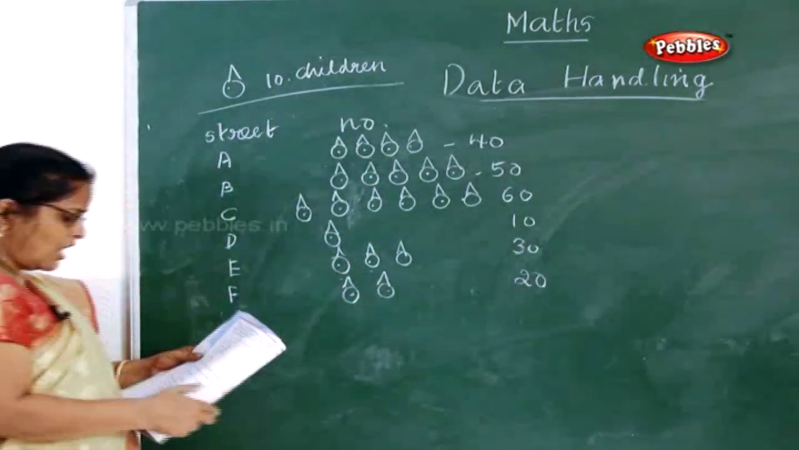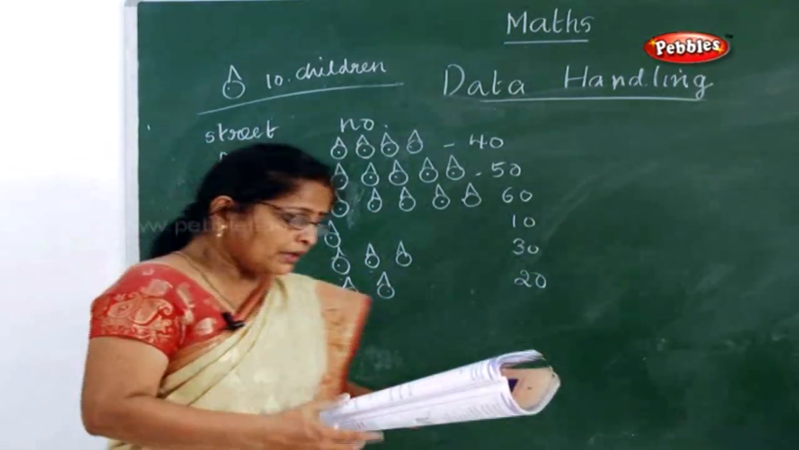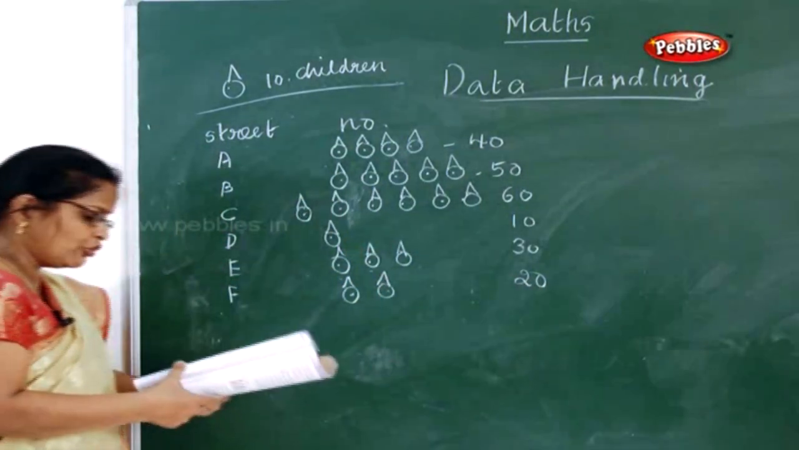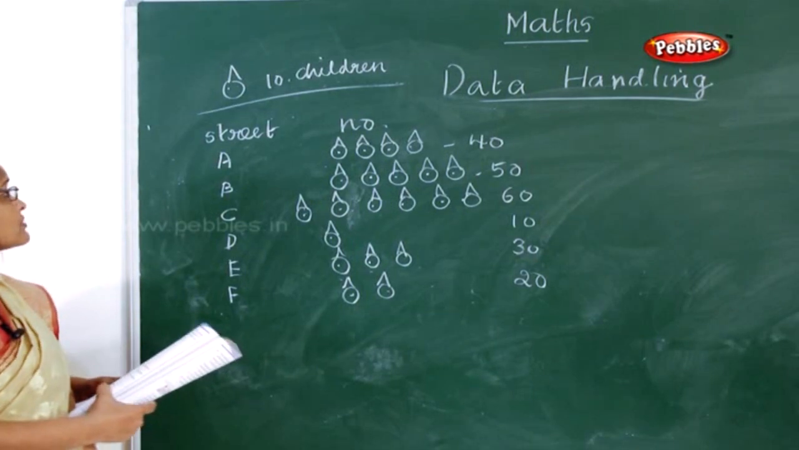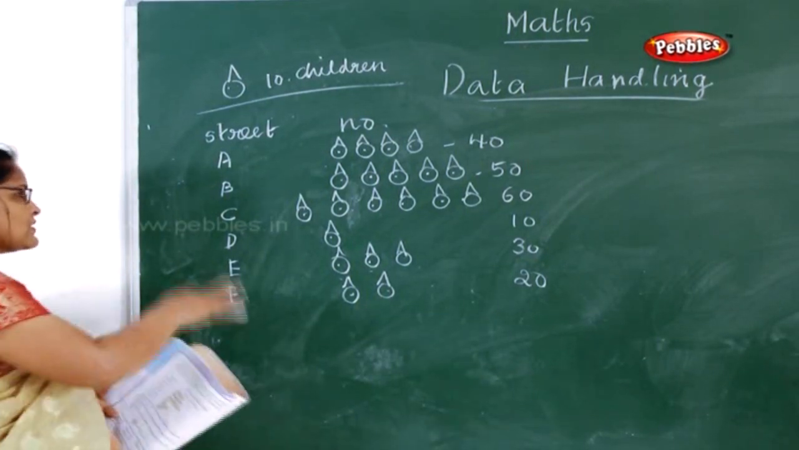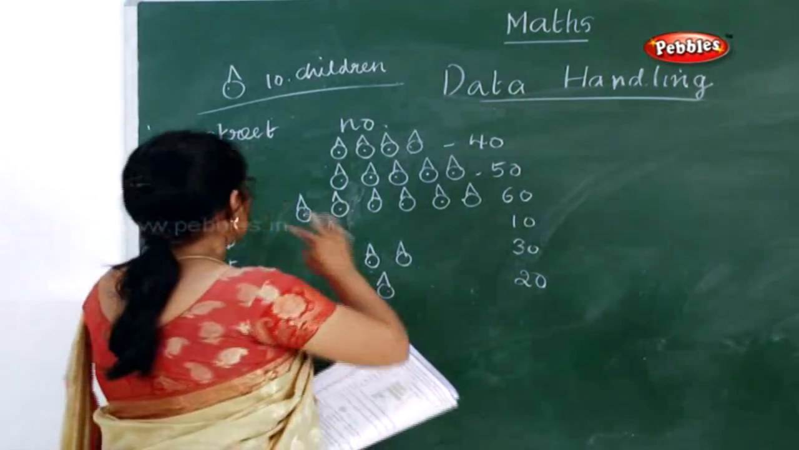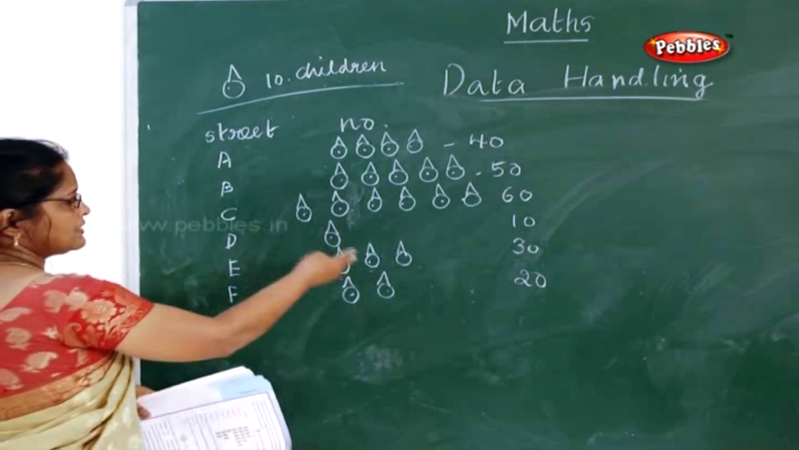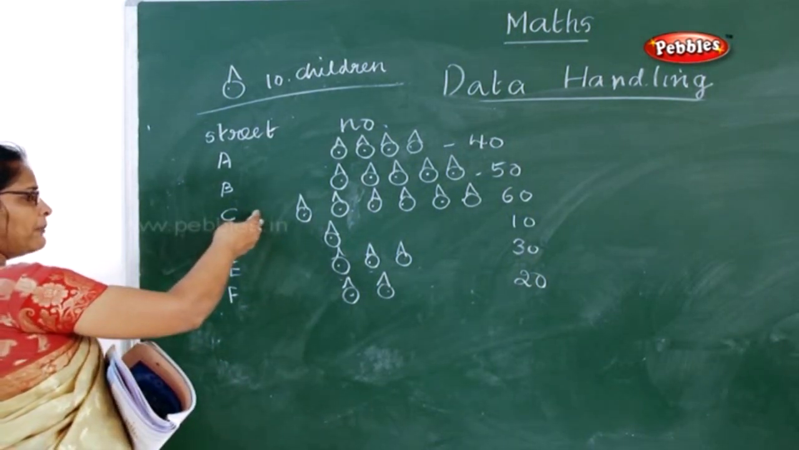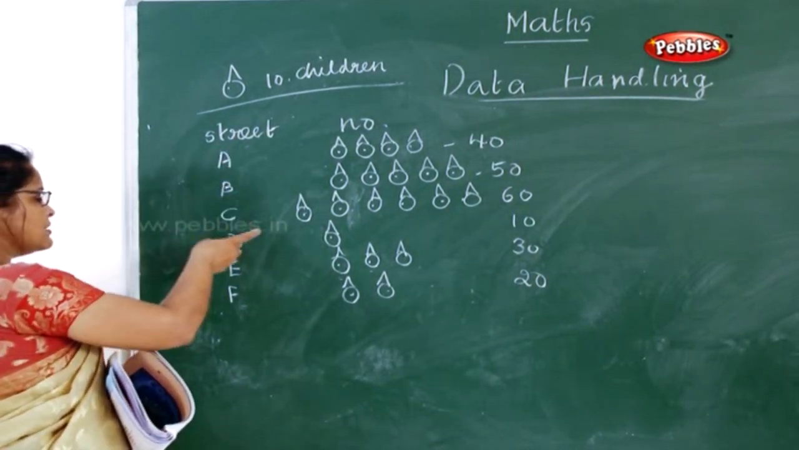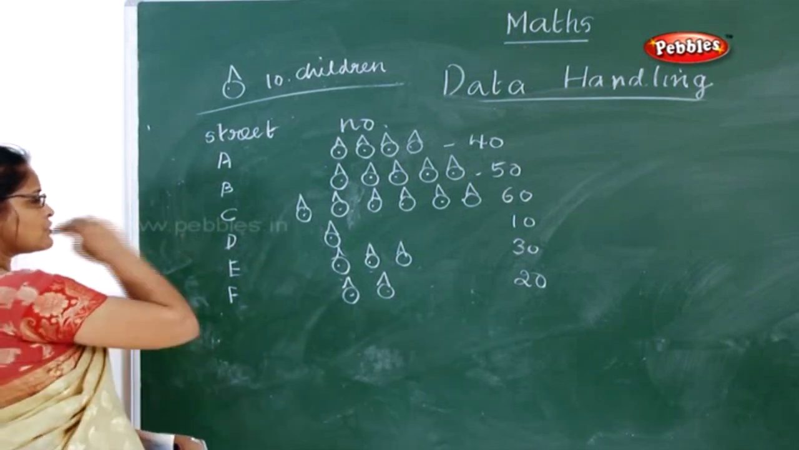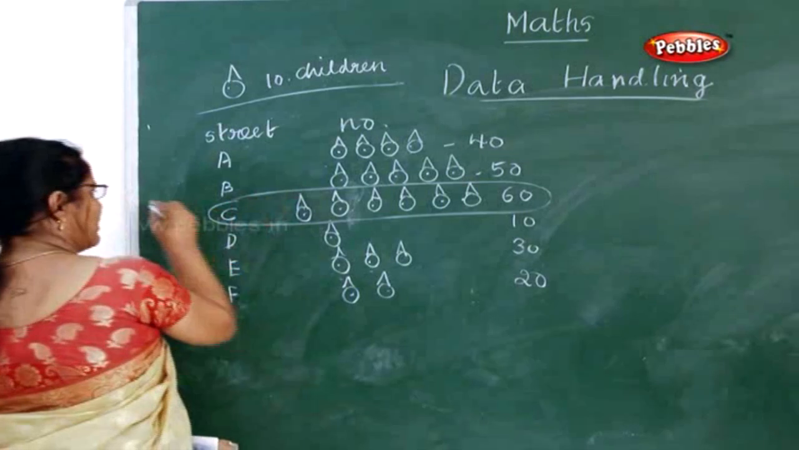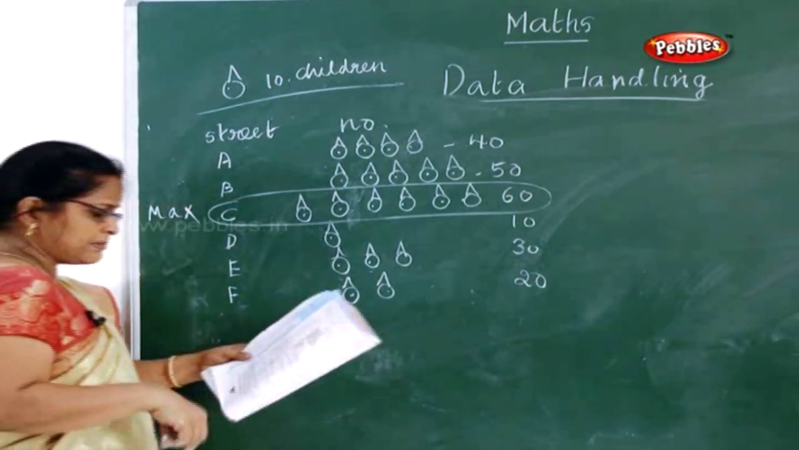Is it clear? Now, what is the question they asked? The maximum number of children administered the polio drops were from which street? From which street the maximum number of children had polio drops? Can you tell me from this? A, B, C, D, E, F. Which street has got the maximum number? It is C. This has got the maximum number. Is it clear now?